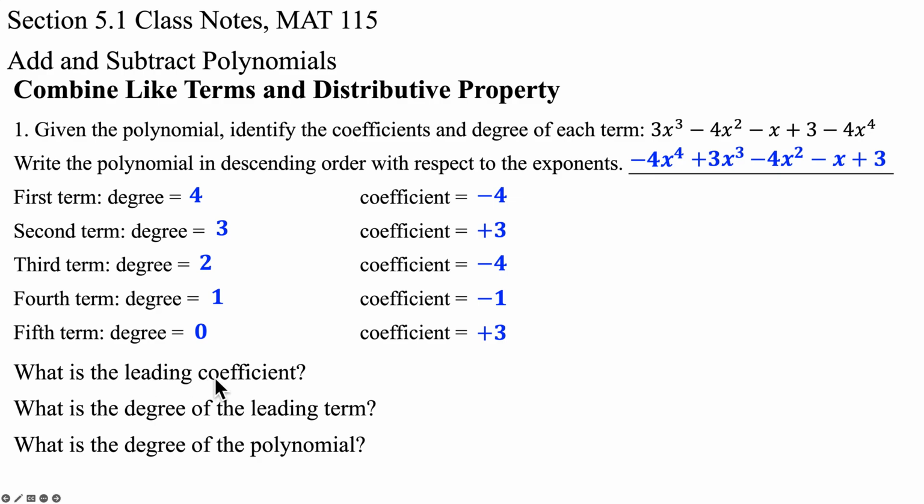What is the leading coefficient? What is the degree of the leading term? What is the degree of the polynomial? All that comes from this first term. What is the leading coefficient on the leading term? Negative 4. What is the degree of the leading term? 4. What is the degree of the polynomial? 4. Whichever x has the biggest power is going to be the degree of the whole polynomial.